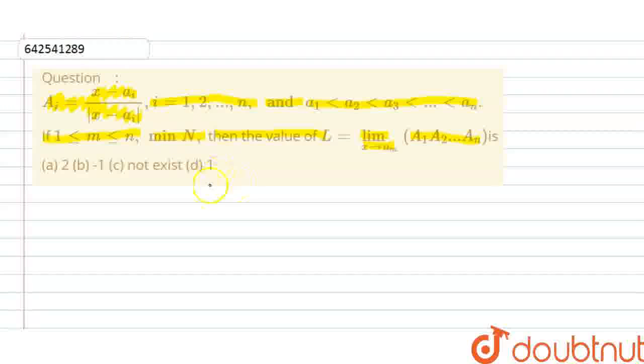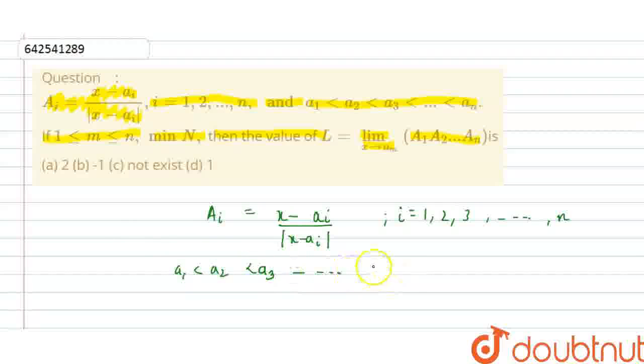So what we are given in the question, we are given that capital Ai is equal to (x minus ai) upon mod of (x minus ai), correct? And we are also given that i is equal to 1, 2, 3 up to n. Also, we are given that a1 is less than a2 is less than a3 less than an.